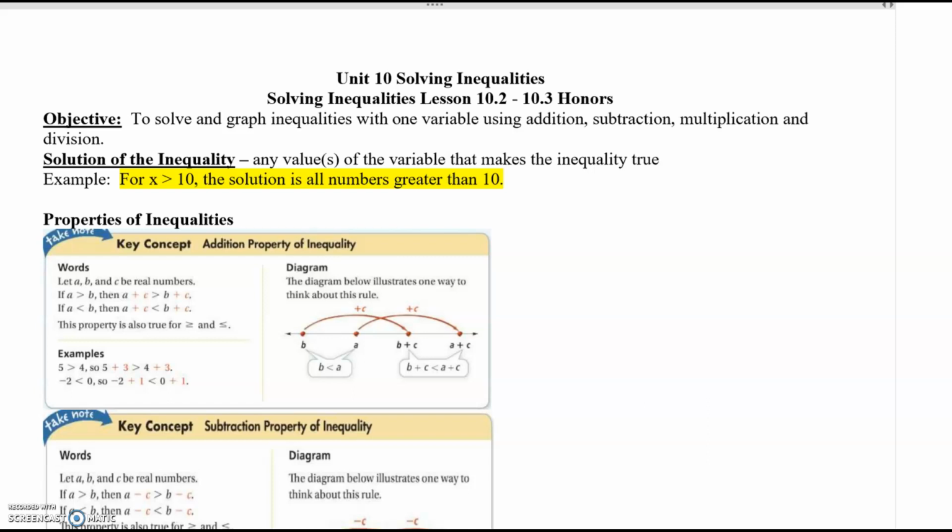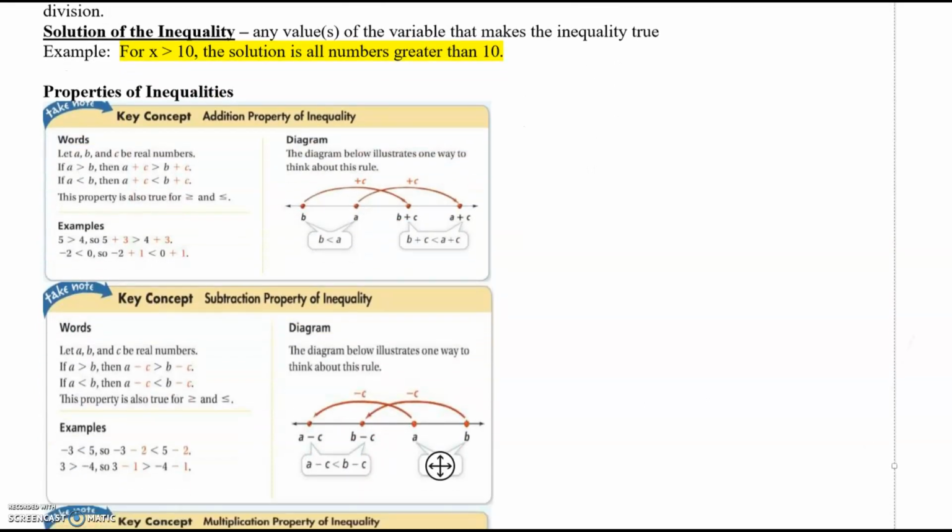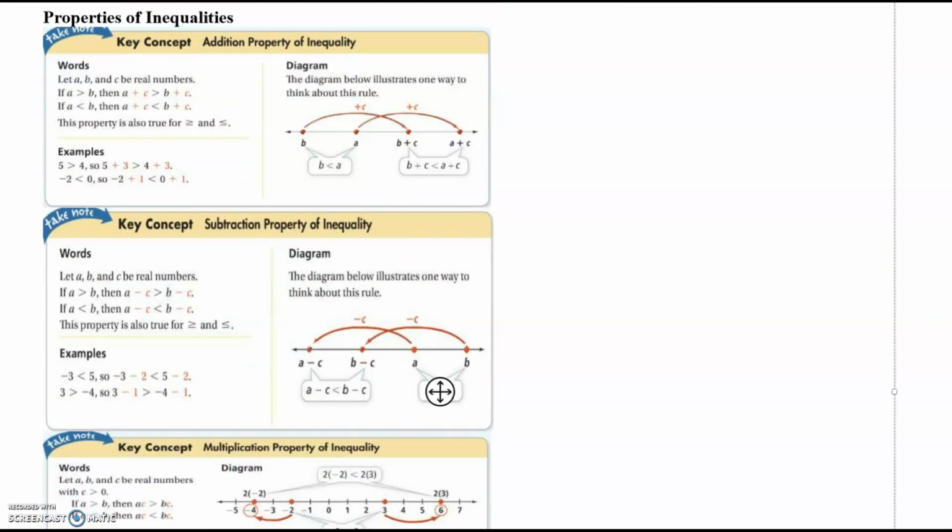All right, so our objective today is to solve and graph inequalities with one variable using all 4 operations: addition, subtraction, multiplication, and division. The solution of an inequality is any value or values of the variable that makes the inequality true. For example, if x is greater than 10, the solution is all the numbers greater than 10. And if we're talking about real numbers, that's a whole lot of numbers, because we're talking about rational and irrational numbers in between there.